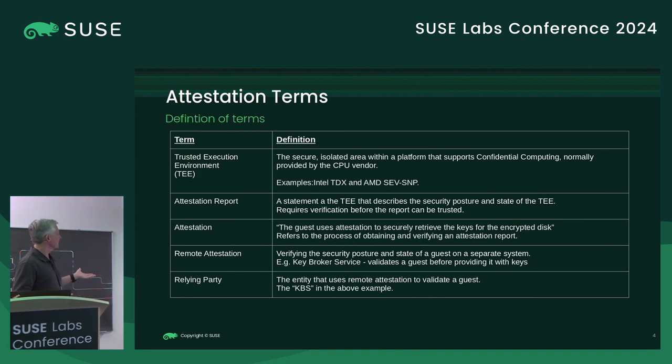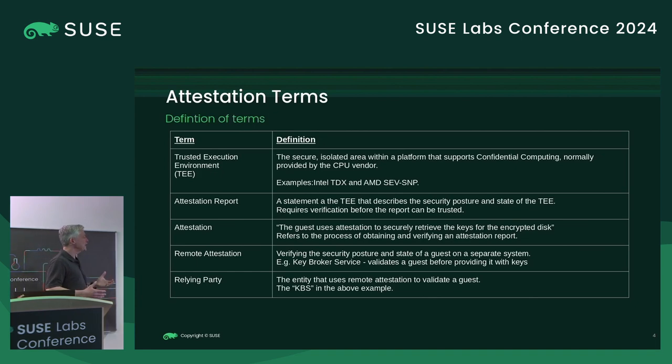So we'll start off with a trusted execution environment. A trusted execution environment is basically an instance of a confidential computing platform. So you start off with a server that supports something like SEV-SNP, and the trusted execution environment is the mode of operation of the CPU when it's actually running in the context of a protected guest. For Intel SGX, it's the context in which an SGX enclave runs.